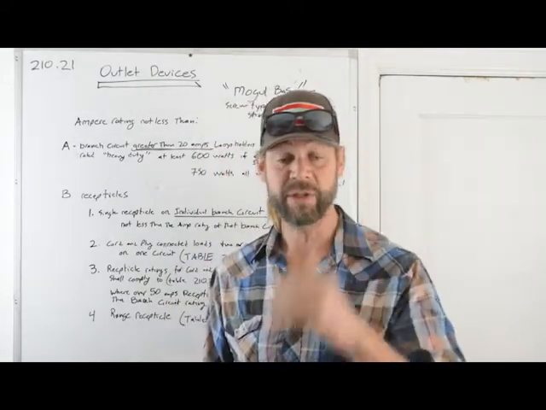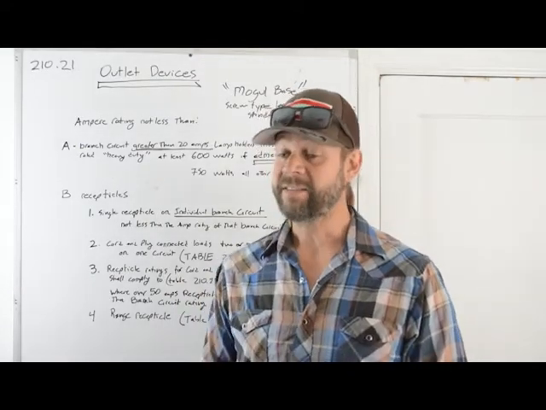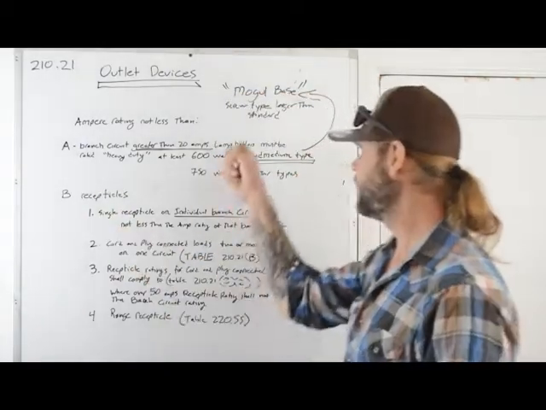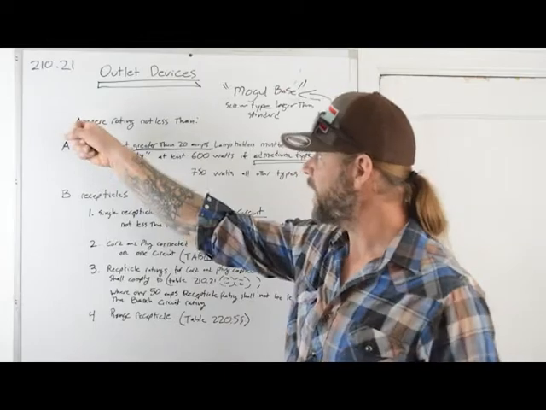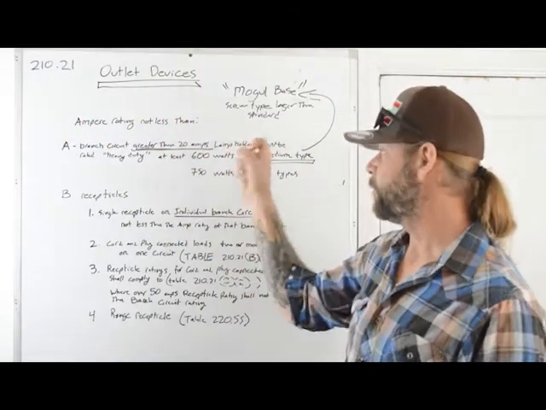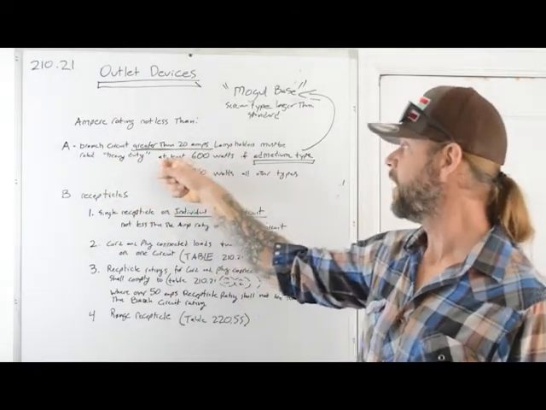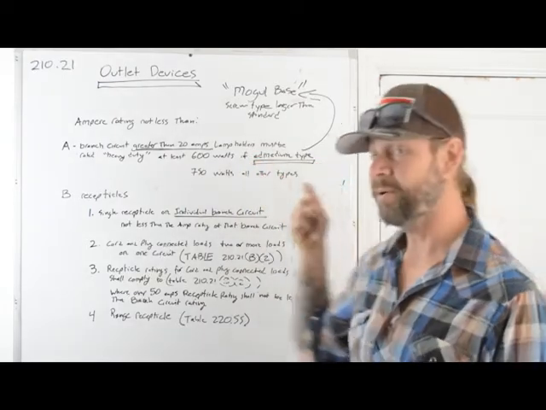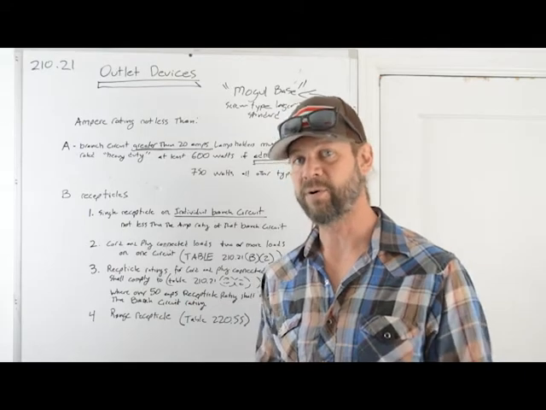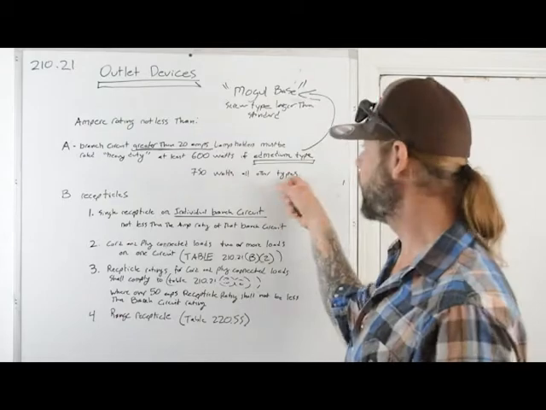So in the common language, a receptacle is a lot of times called an outlet. And a receptacle is an outlet, but it's not the only kind of outlet. So it actually starts with lamp holders. So in this, ampere ratings of the outlet device shall not be less than lamp holders. A branch circuit greater than 20 amps, the lamp holders must be rated heavy duty of at least 600 watts for the admedium type. An admedium type lamp holder is the mogul base. It's a screw type lamp holder that's slightly larger than the lamp holder we're used to seeing. Or 750 watts for all other types.